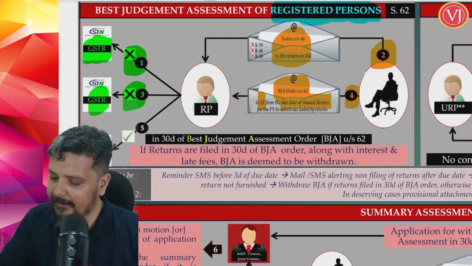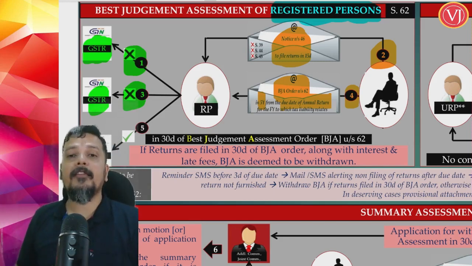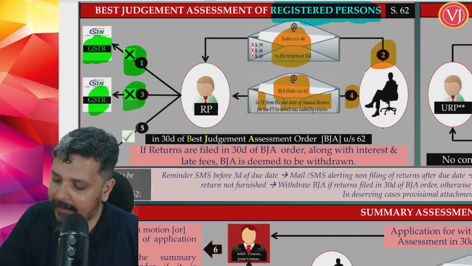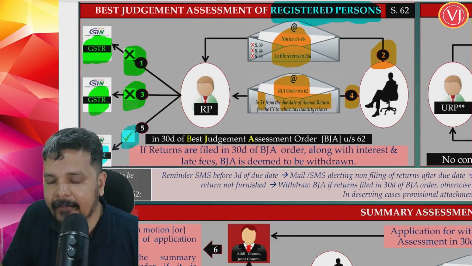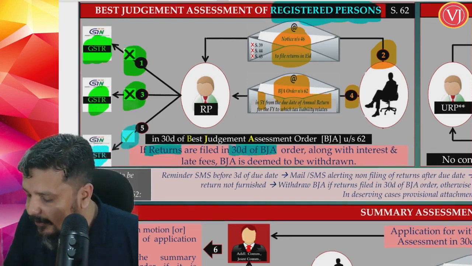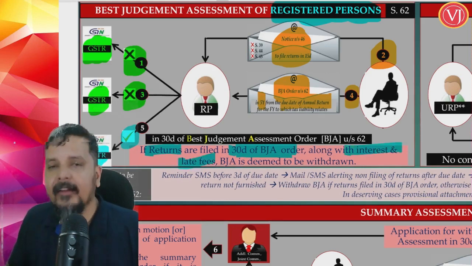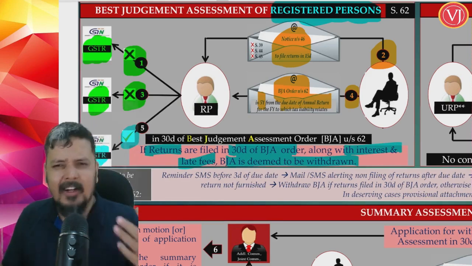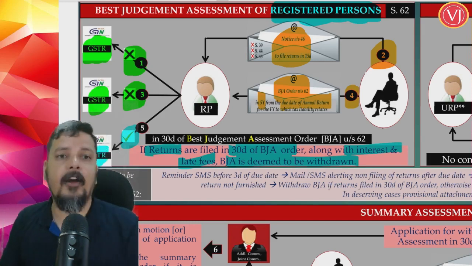Now understand that when officer starts best judgment, it is very dangerous. Best judgment means whatever he thinks he'll put. Now they give a relaxation. If at all assessee is not satisfied with the best judgment assessment order, he can file his returns within 30 days of the best judgment assessment order, pay the taxes along with interest and late fees. Best judgment is deemed to be withdrawn. Automatic withdrawal. You need not do anything. It is deemed to be, which means you are getting a second opportunity.